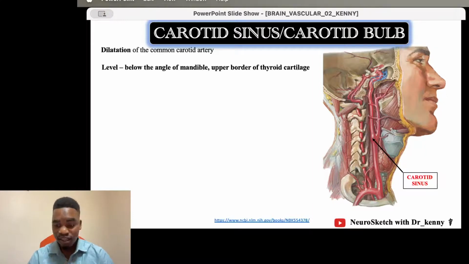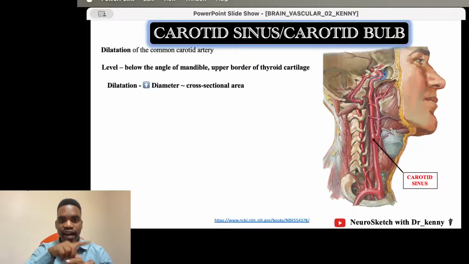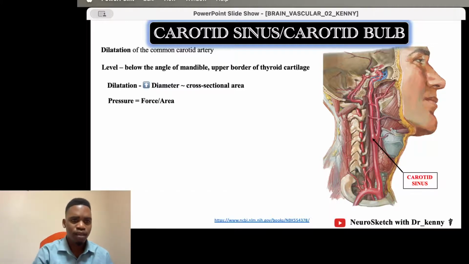So what does it mean? Dilatation means increasing in diameter. It means we are increasing the caliber of the blood vessel. So whether it's the internal carotid or the common carotid, we have an increase in diameter. If we change the diameter, we have changed the cross-sectional area of that vessel. And we all know from primary school that pressure equals force over area. So if we have increased the cross-sectional area, the pressure will never be the same.